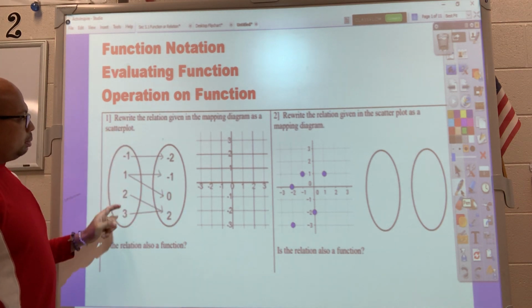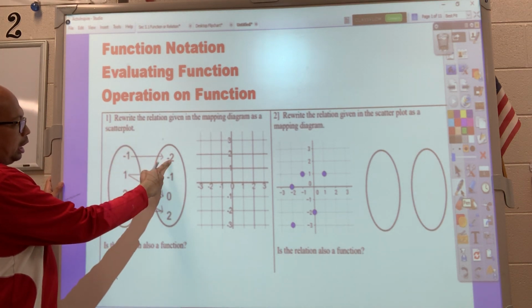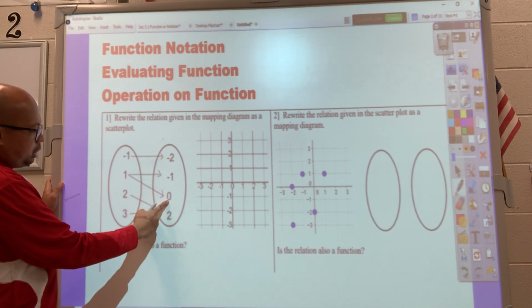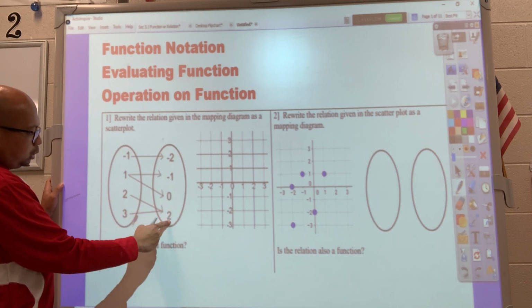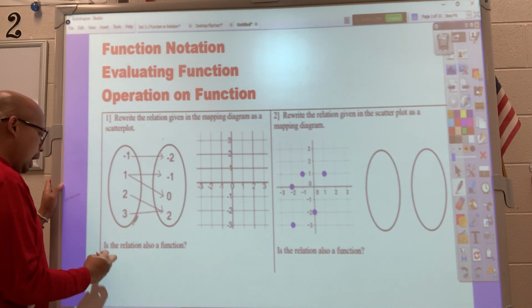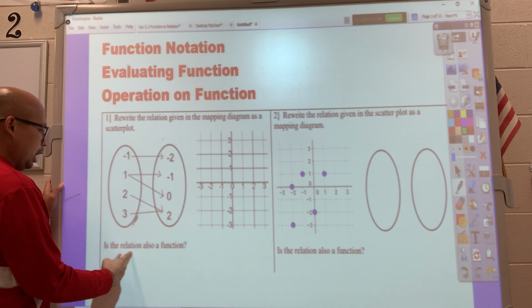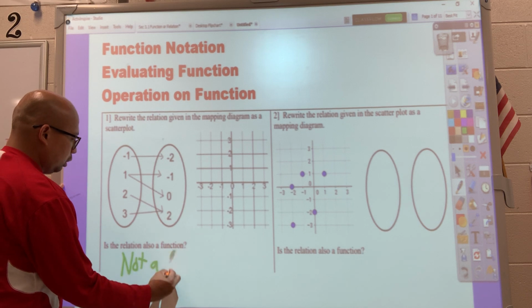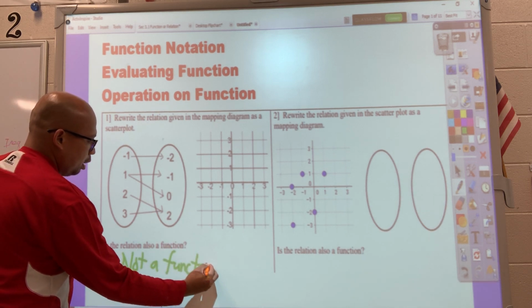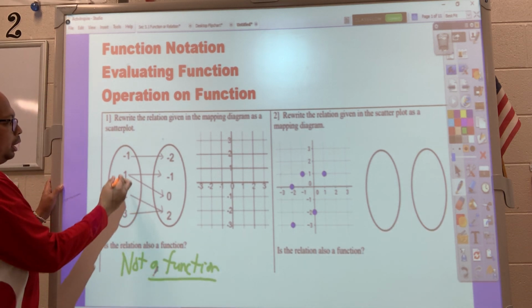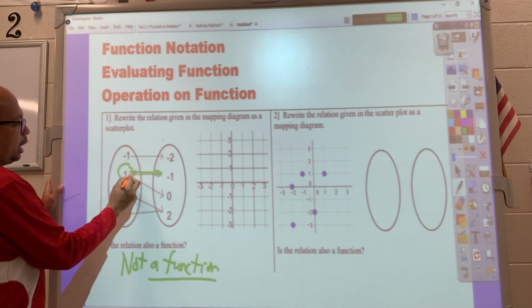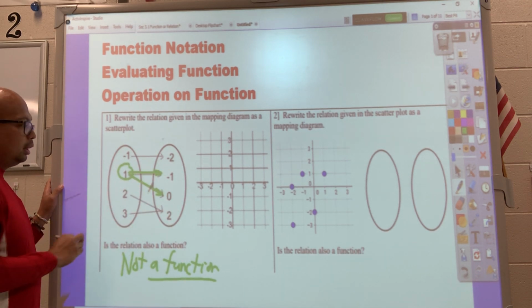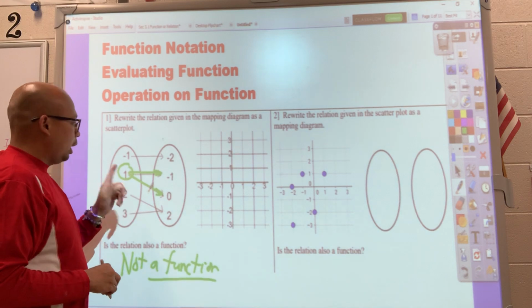Looking at this mapping, -1 goes to -2, 1 goes to -1 and 0, 2 goes to 2, 3 goes to 2. Is this a function? The answer is, is the relation also a function? It's not a function. Why is it not a function? Several reasons. The 1 goes to -1 and to 0. That's not good. The x is repeating there.